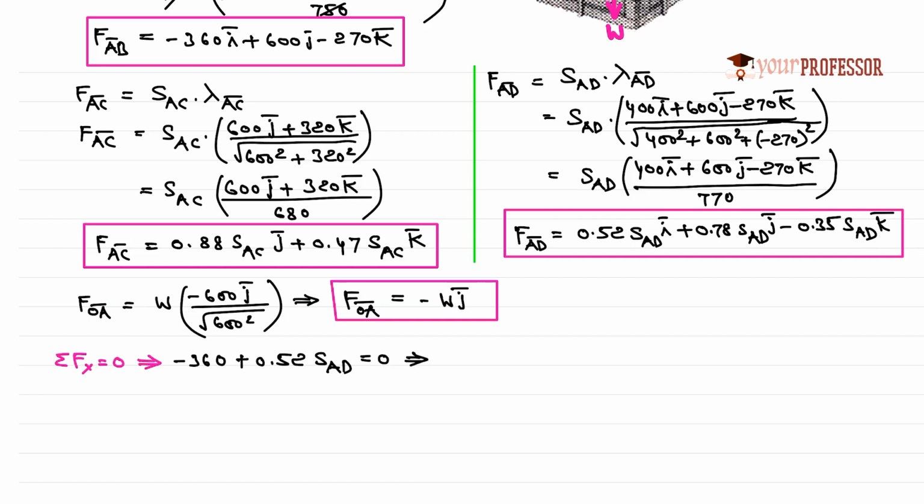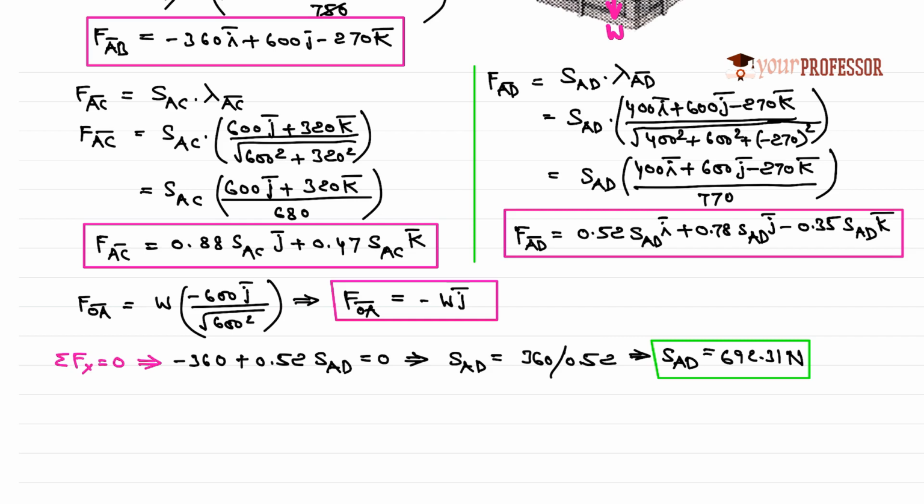From this you can find the value of SAD, which is equal to 360 divided by 0.52, which is equal to 692.31 newtons. So this is the value of tensile force in the string AD. Let's find the other forces also. So now we can consider sigma Fy equal to 0 and sigma Fz equal to 0.